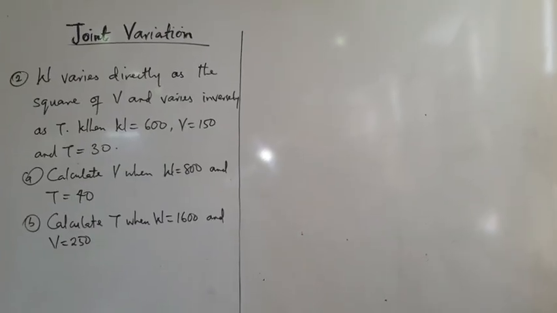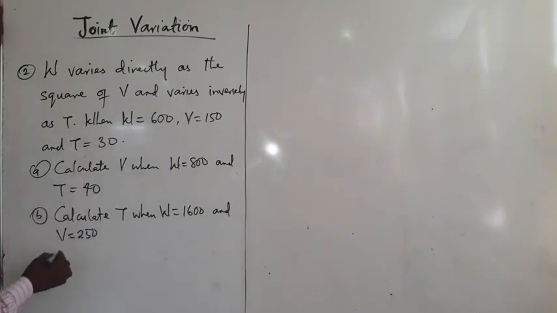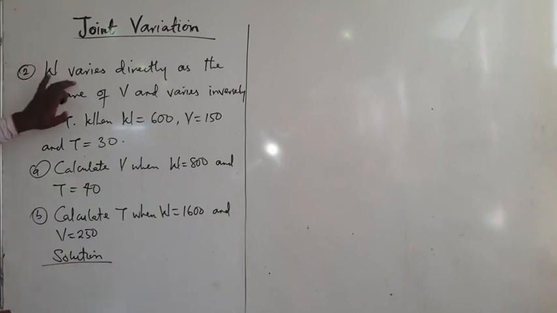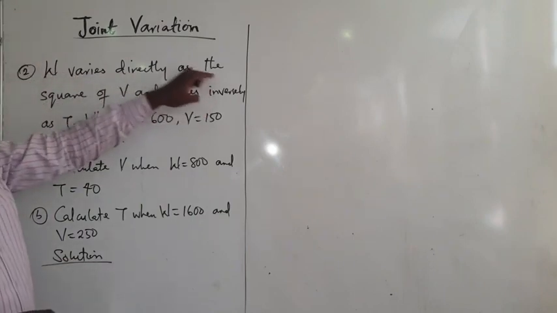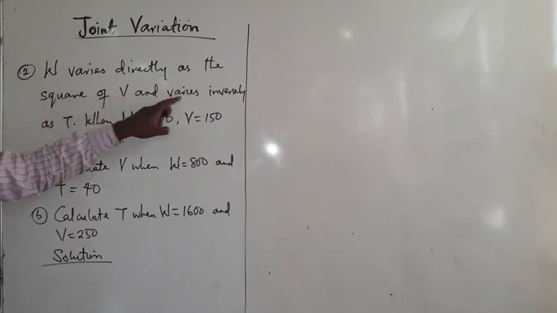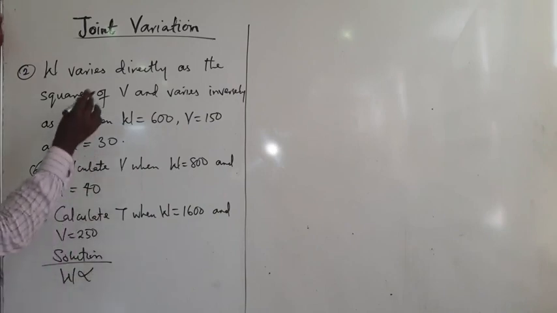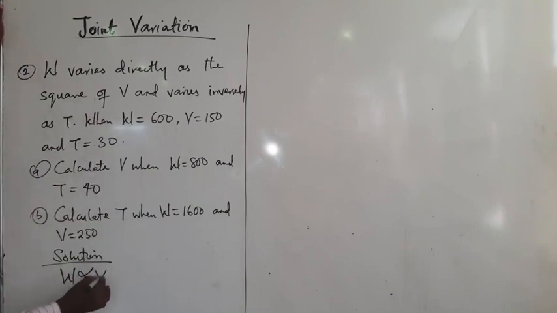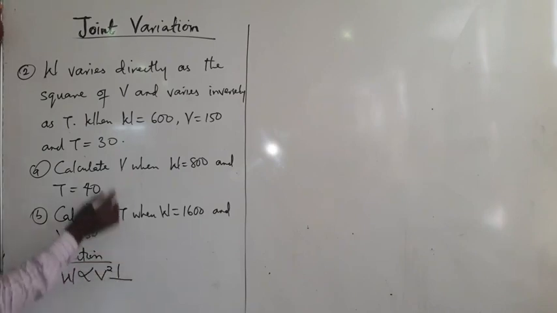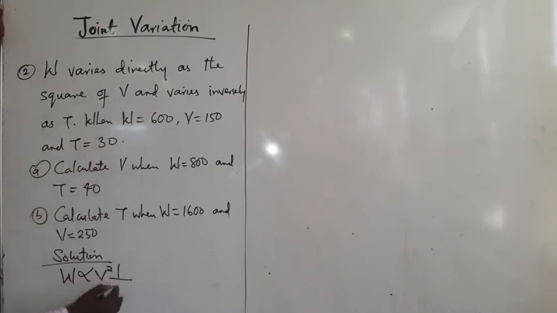This is the second example that we have here. So let's start the solution. W varies directly as the square of V and varies inversely as T. I'll tell you the difference between this and the first question. W varies directly as the square of V, that is V squared, and inversely as T. So here, you notice that the denominator is not having a root.